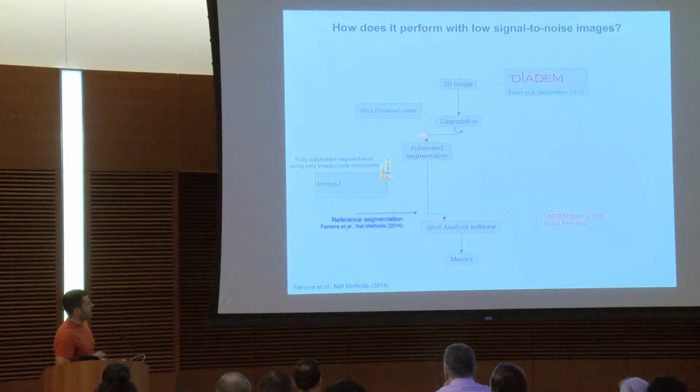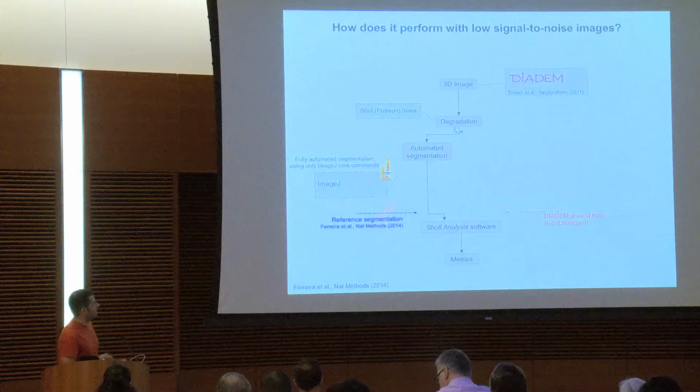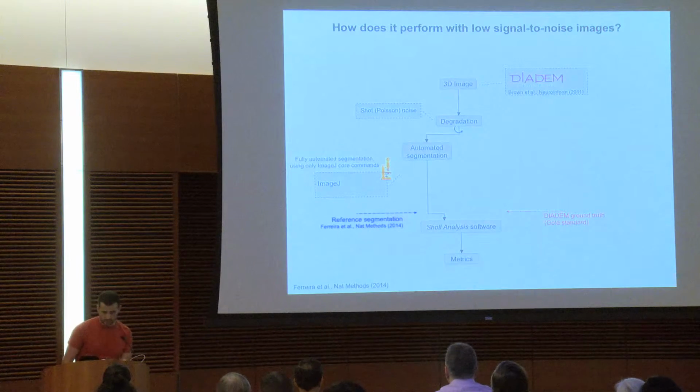Then we degrade this image in a controlled manner so that we can correlate the amount of degradation we've done with the performance of the plugin. Then we segment the image and extract the metrics. For this, we have a reference segmentation that I won't have time to describe in detail, but it's described in the manuscript, so you can have a look at it.